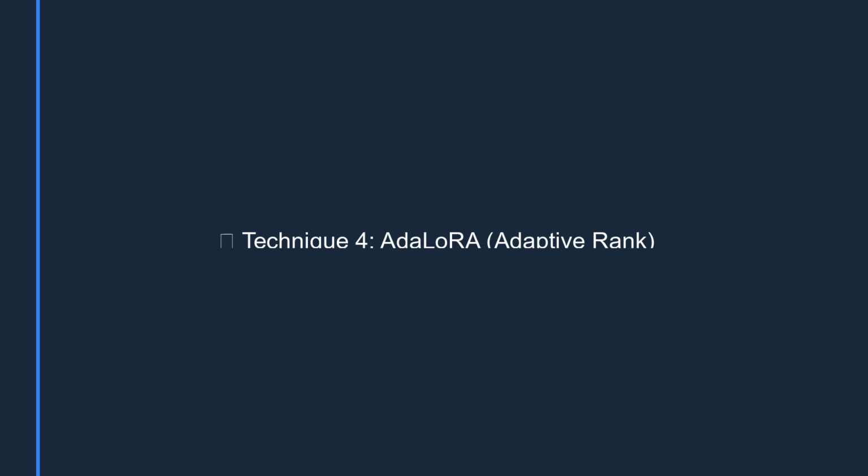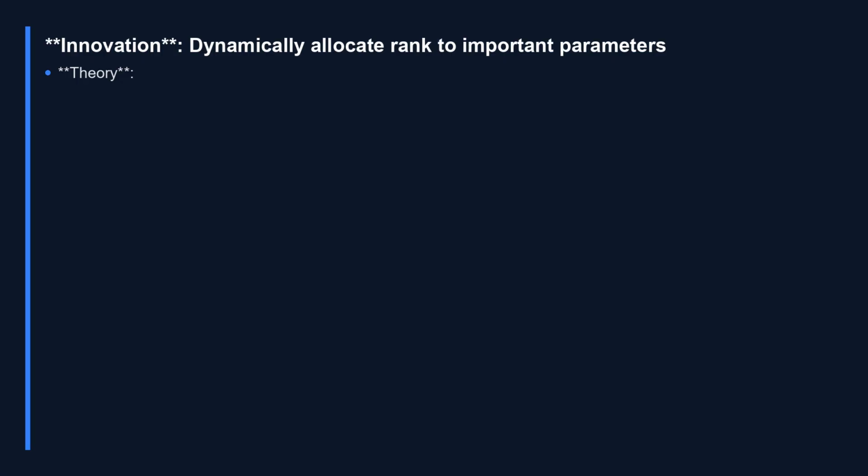Technique 4: AdaLoRA, adaptive rank. Standard LoRA applies the same rank to every adapted module, which means you're spending the same parameter budget on attention projections and feed-forward layers regardless of how much each one actually needs to change. AdaLoRA challenges that assumption by learning which modules deserve more capacity and allocating rank accordingly.